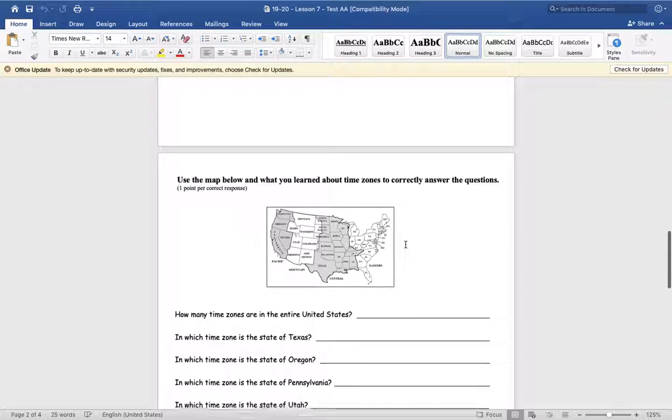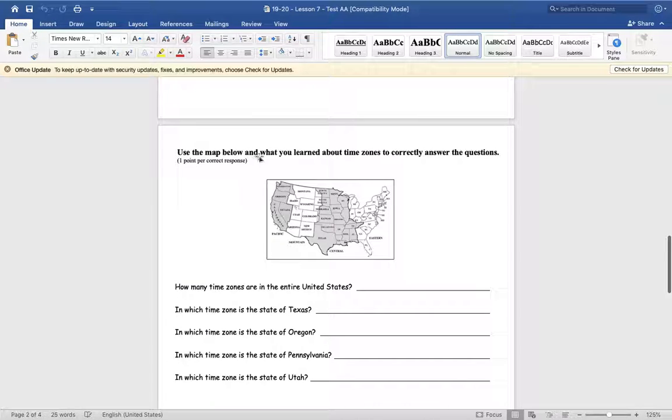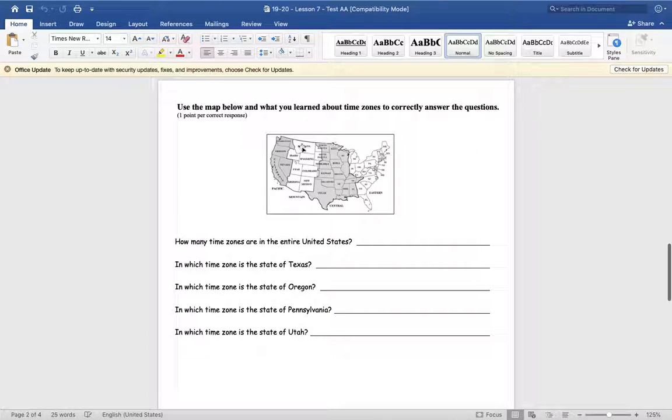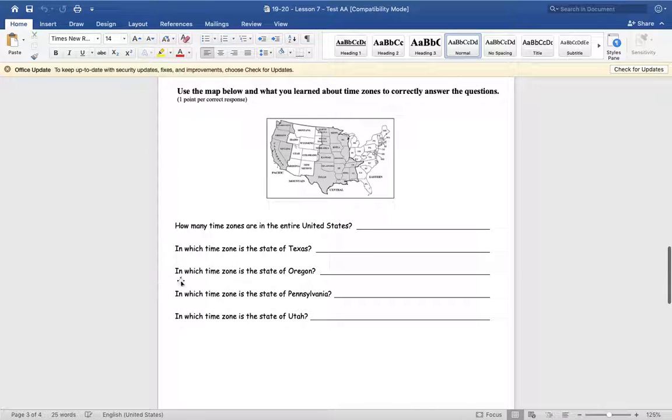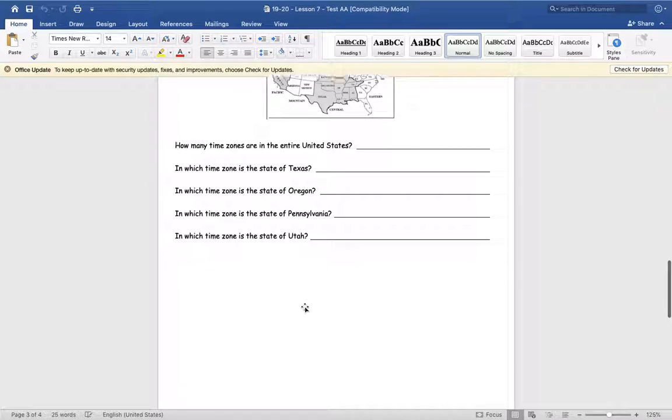Here is section 3. Use the map below and what you learned about time zones to correctly answer the questions. Here is the map it's referring to. How many time zones are in the entire United States? In which time zone is the state of Texas? In which time zone is the state of Oregon? In which time zone is the state of Pennsylvania? In which time zone is the state of Utah?